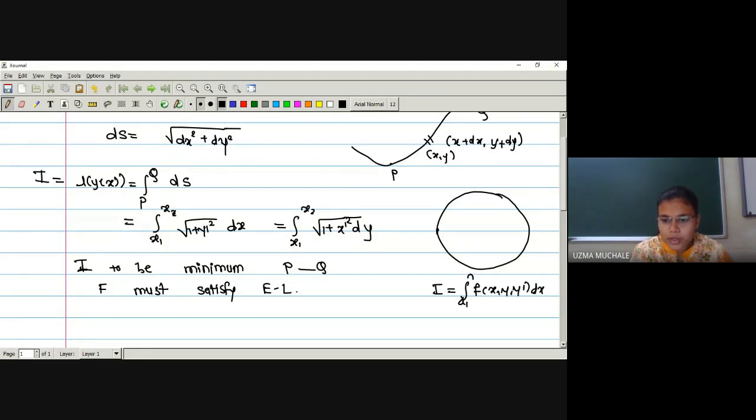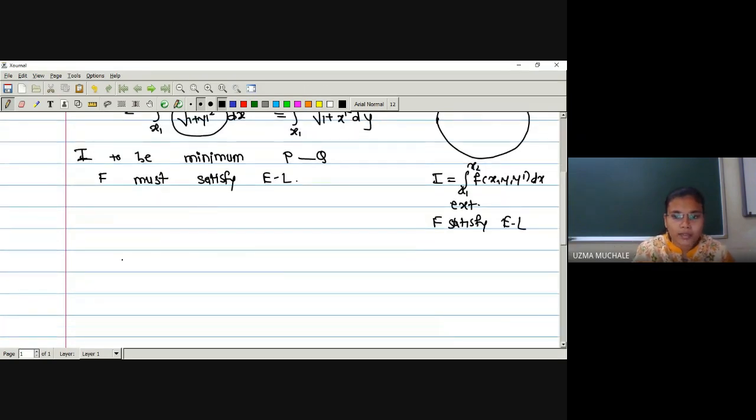Within the limits x1 to x2, for I to be extremum, the result was that f satisfies the Euler-Lagrange equation. So here we are going to use the same result, the Euler-Lagrange theorem. For I to be minimum, f must satisfy the Euler-Lagrange equation. Now in this case, what is f? Your integrand is nothing but your f, correct? So whatever the integrand is here, that is your f, correct?